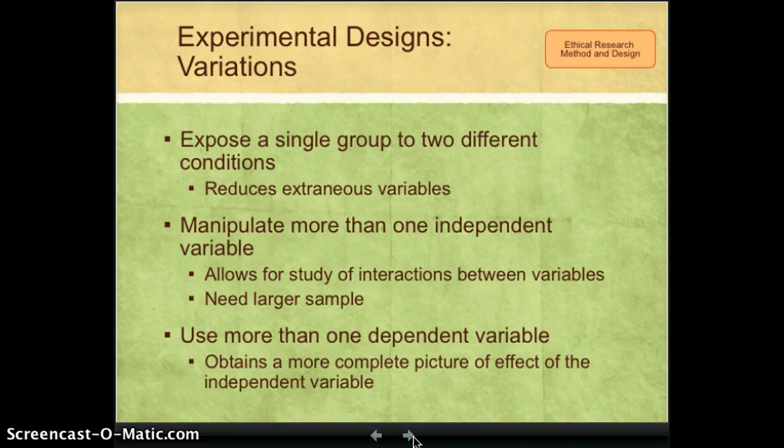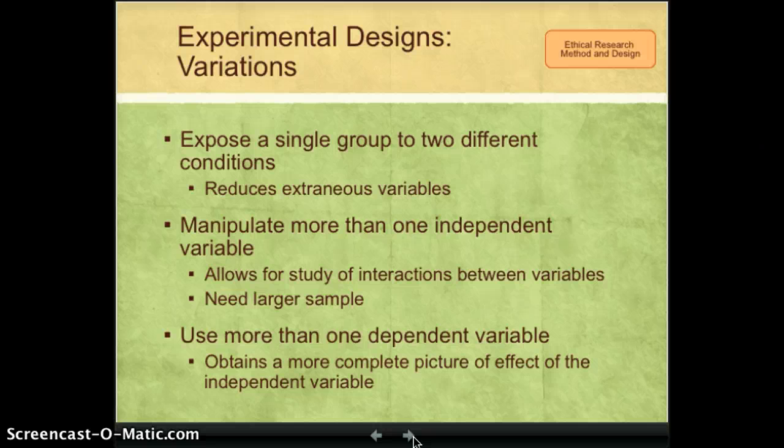Now that procedure is a very simple design in which there are just one independent variable and one dependent variable. There are also some ways that this can vary. One way this can vary is to use a single group as both the experimental and control group.